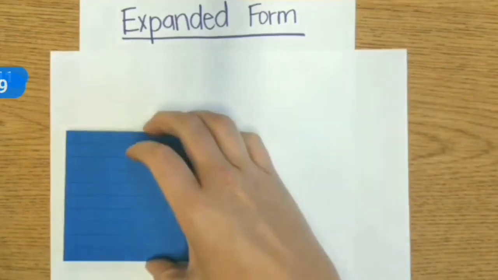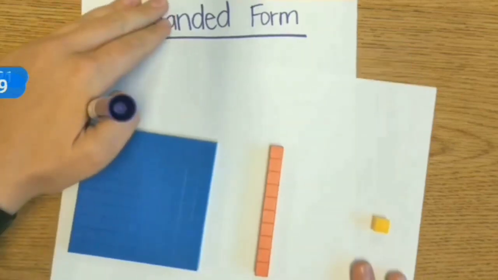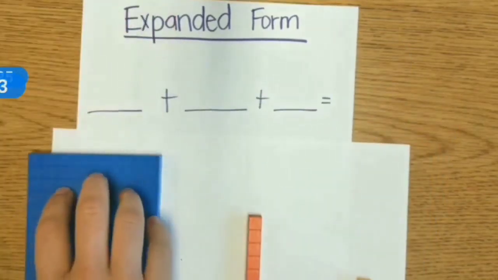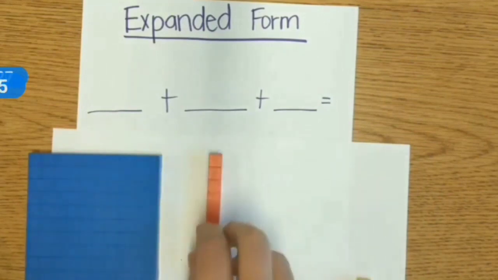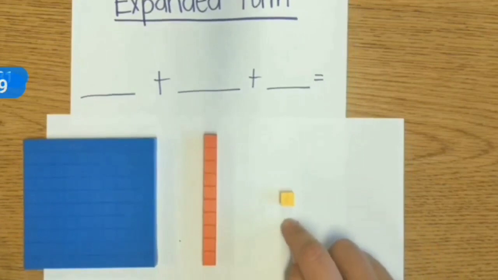See children, here I am having the base 10 blocks. This is for 100, this is for 10 and this is for ones. By adding these place values we will get the number.